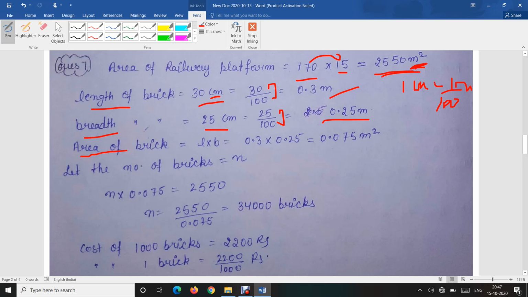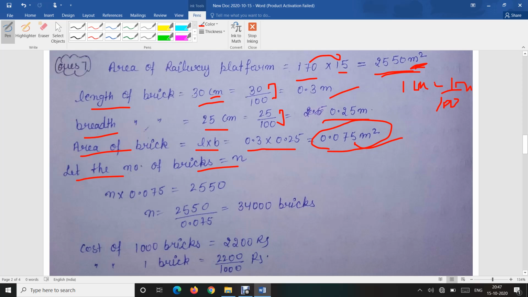From here you can find out the area of the one brick. Length multiplied by breadth, 0.3 multiplied by 0.25, which gives 0.075 meter square. This is the area of the one brick. But we don't know how many bricks will be required to cover this platform. So we have to consider the number of bricks.